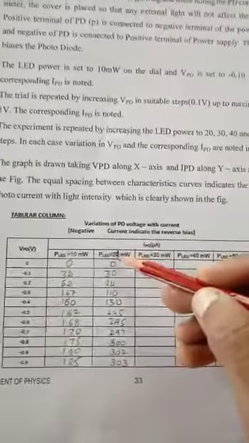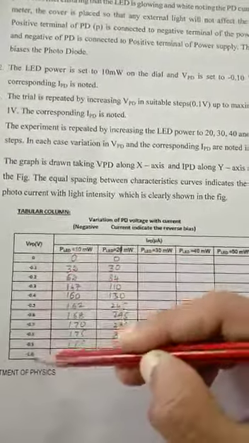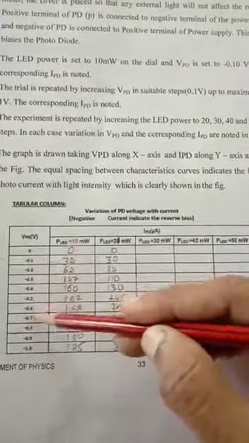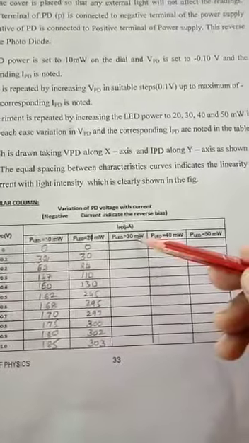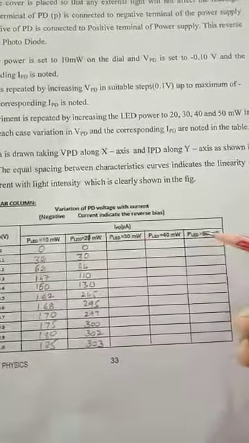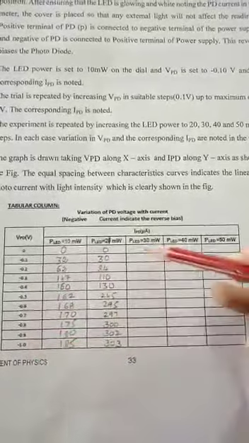Similarly, for PLED as 21 milliamps, note down the corresponding microammeter reading for the corresponding changes in the voltage. Keep on increasing the voltage by 0.1 and note down the corresponding values. Similarly, change PLED to 30, 40 and 50, keep on changing the values of voltage, and note down the corresponding ammeter readings.